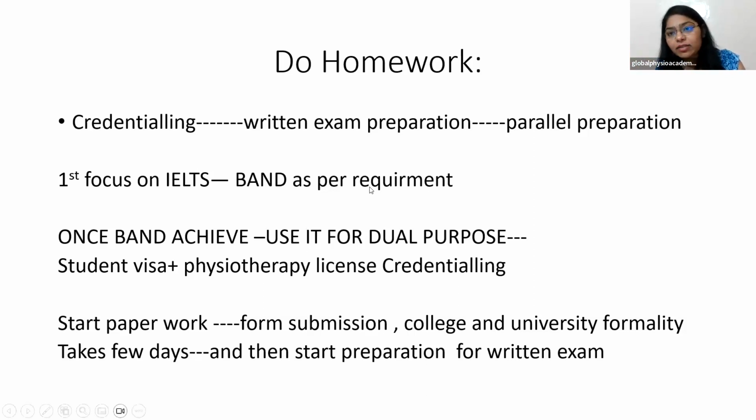Focus on IELTS, the band is required. Once the band is achieved, use the dual purpose. If you are going for the student visa, apply for the student visa and apply for the credential. Start your paperwork, submission, college, university. First finish everything, the paperwork. Once everything is done, contact Global Physio.